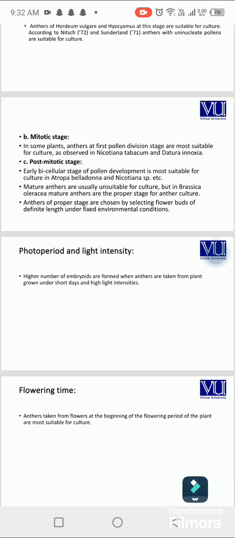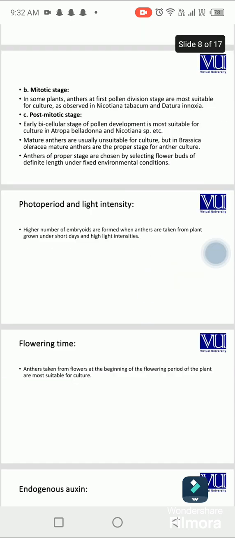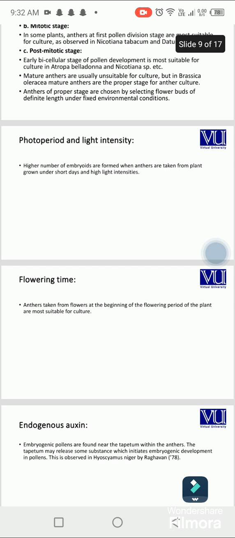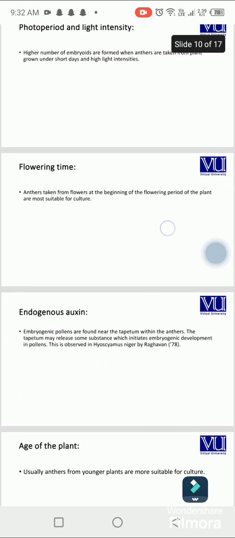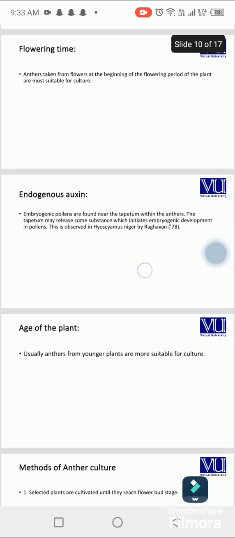Photoperiod and light intensity. A higher number of embryos are formed when anthers are taken from plants grown under short days and high light intensities. Flowering time: anthers taken from flowers at the beginning of the flowering period of the plant are more suitable for culture.